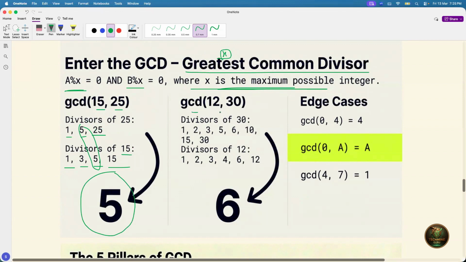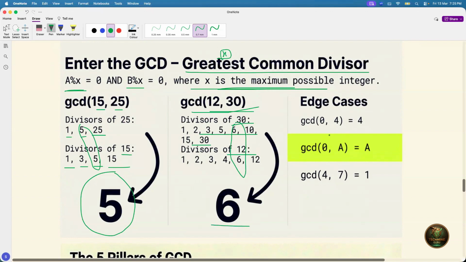Similarly, for the GCD of 12 and 30, we can easily see the factors of 30: 1, 2, 3, 5, 6, 10, 15 and 30. Similarly, what are the factors of 12? 1, 2, 3, 4, 6 and 12, right? If you see, what is the greatest number dividing both of them? This is 6, right? So the GCD of 12 and 30 will be 6.